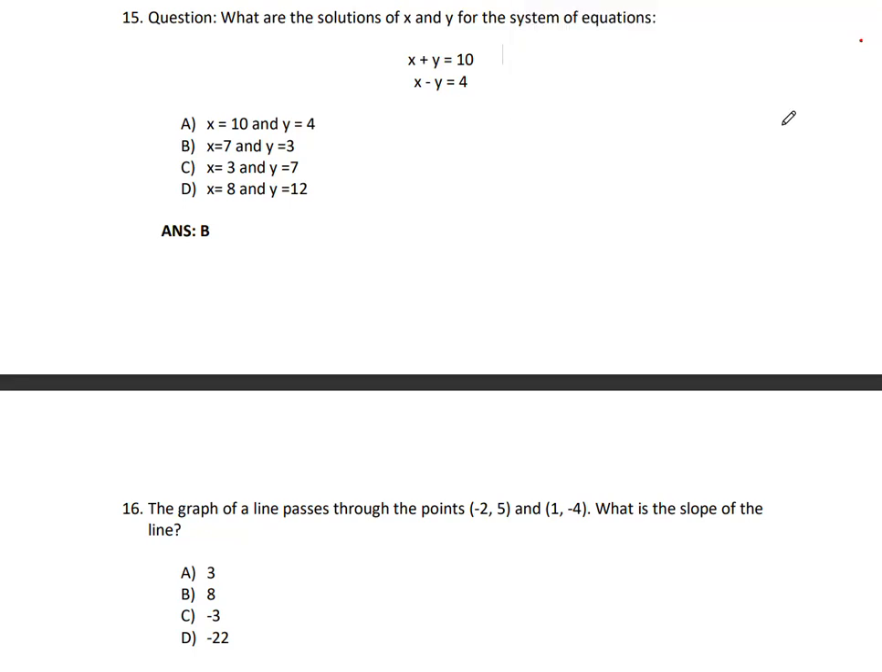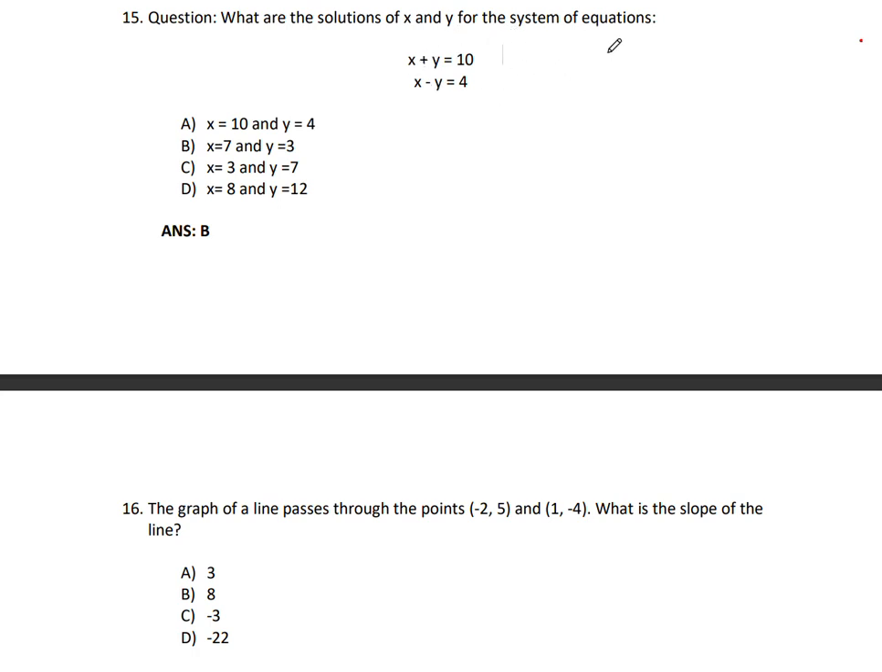This video represents a continuation of my special series on SBAC math preparations for middle school students in grade 8. In this question we are told that we have a system of simultaneous equations here. So what are the solutions of x and y for the system of equations that we have here?